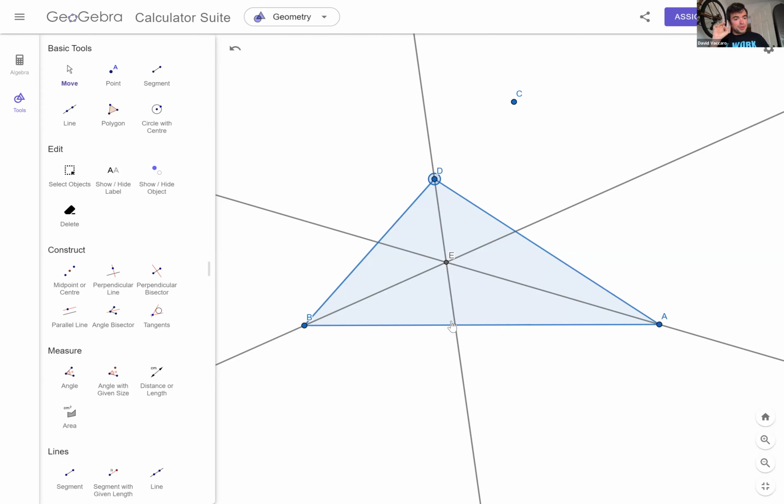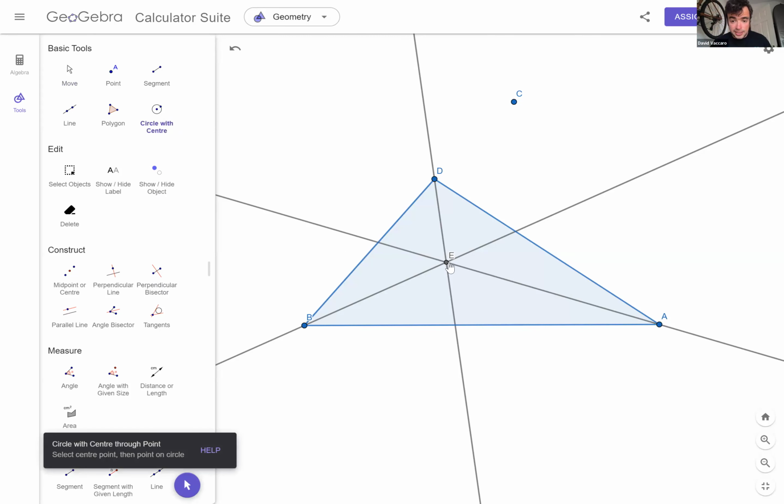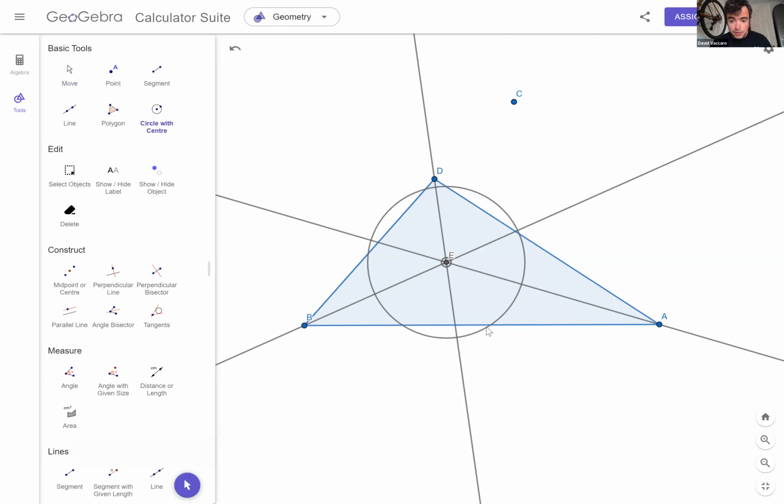So the circumcenter was equidistant from all three of the vertices, whereas this point is equidistant from all three of the sides. Okay, so let's see what property that gives us. What I'm going to do is drop a perpendicular from E to one of the sides. So I'm just going to draw a circle with center E. I'm going to let it meet the bottom edge at 2 points F and G.